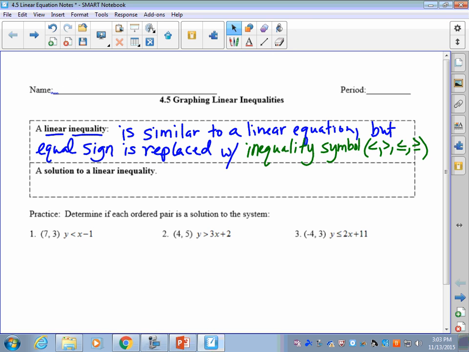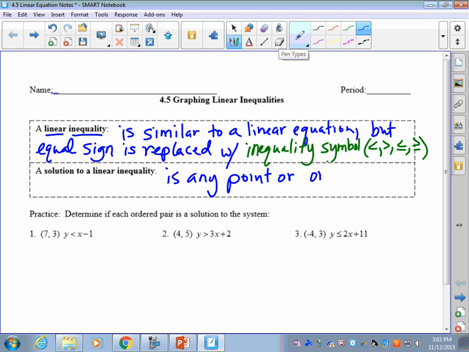All right, so solutions of linear inequalities. They're kind of similar to when we look for a solution for a linear equation. Looking at any point or ordered pair, which is basically the x and the y, that will make the inequality true.